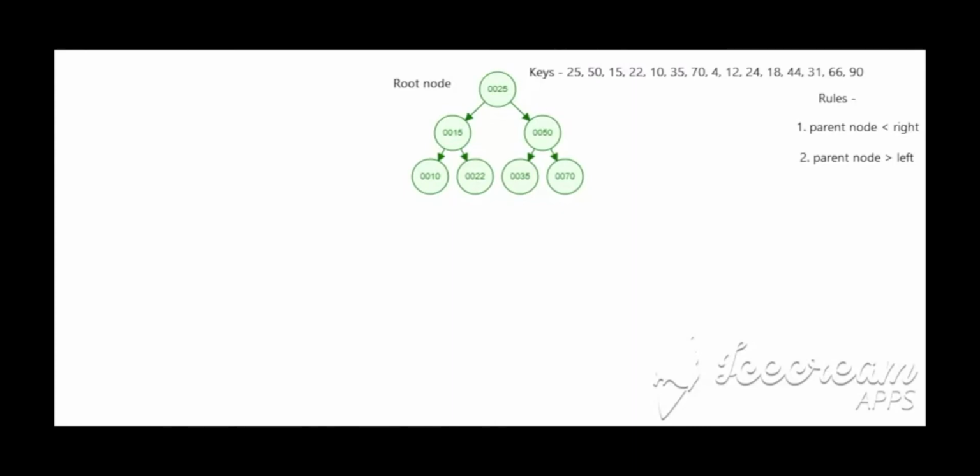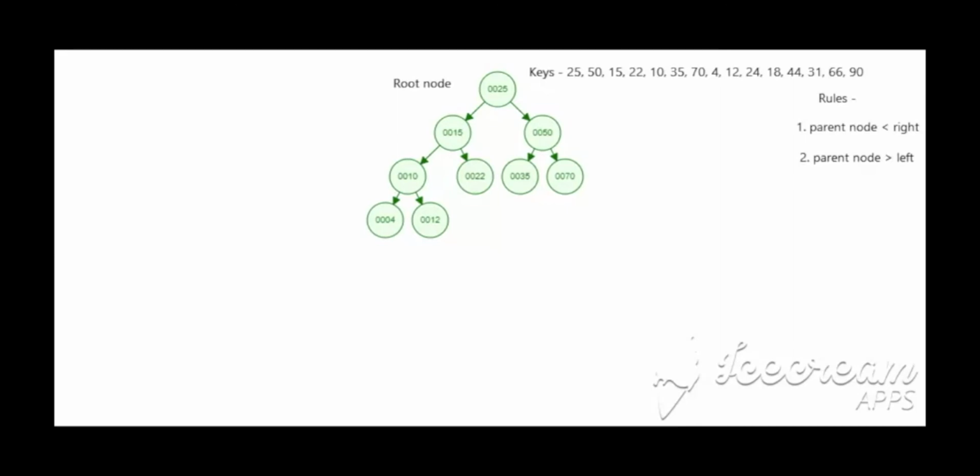Our next element is 4. So 4 will compare with 25, then 15, then 10. So 4 is obviously less than 10. That's why 4 will be located on the left of 10. Our next element is 20. So 20 will compare with 25, less than 25, greater than 15 and greater than 10. So 20 will be located on the right of 10.